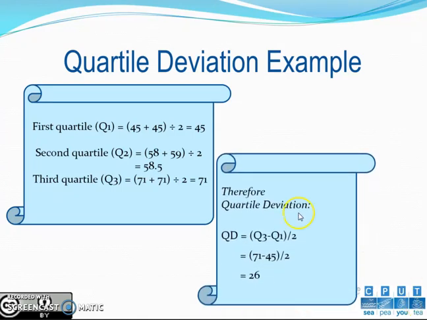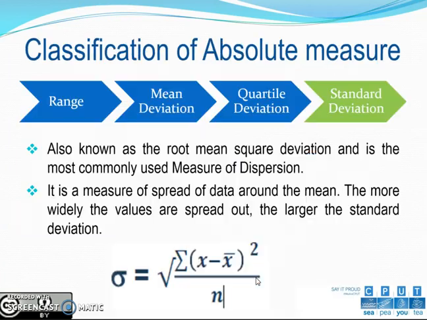So therefore, our quartile deviation for this sum would be QD is equal to Q3 minus Q1 divided by 2, which is your 71 over there, minus 45 divided by 2, which gives us a total of 26.